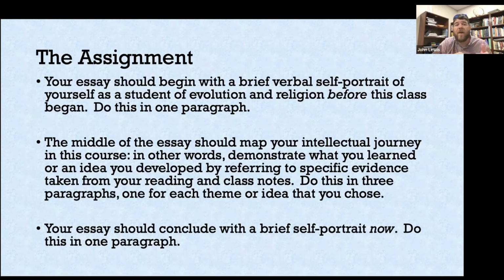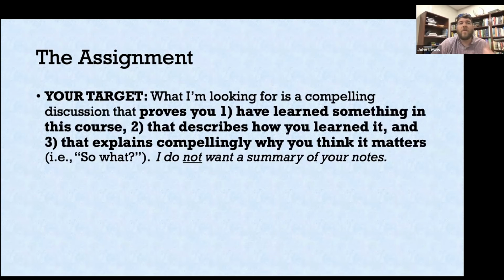Then their last paragraph is just where they are now at the end of this unit, after we've covered micro and macro evolution and Darwin, after we've covered human evolution, after we've covered origin of the Earth and origin of the universe, that sort of thing. So what I tell them I'm looking for is: I want you to prove that you've learned something in this last unit, describe how you learned it, and then explain in a compelling way why it matters to you. I tell them I do not want a summary of their notes.